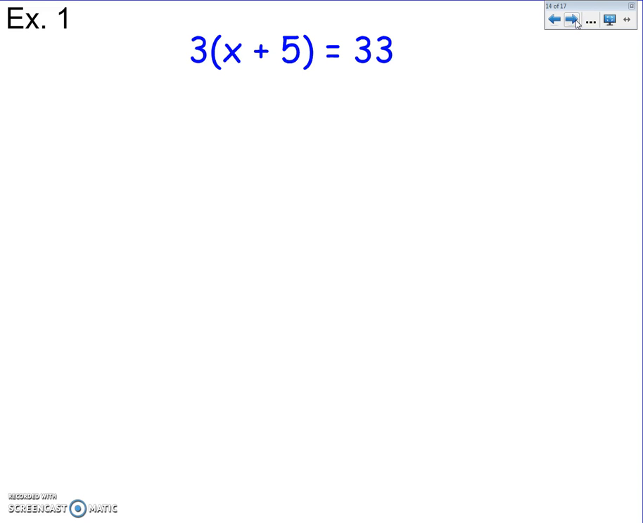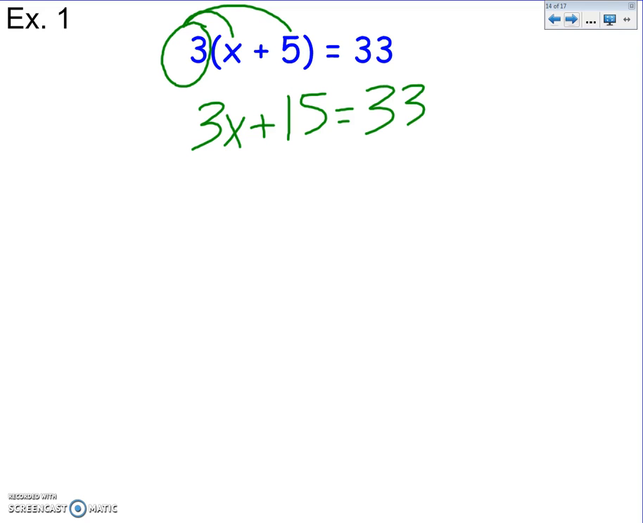First, example 1. Our problem is 3 parentheses, x plus 5, close parentheses, equals 33. So following the steps, it says distribute first. This is a positive 3 in front. I will distribute this inside. So now I have 3x plus 15 equals 33. So that first step was distribute 3 on the left side.